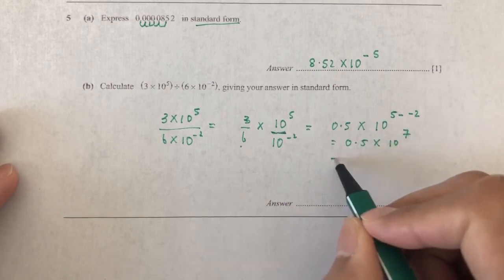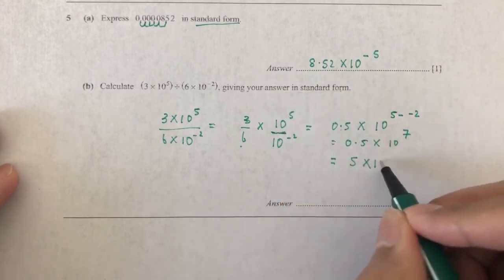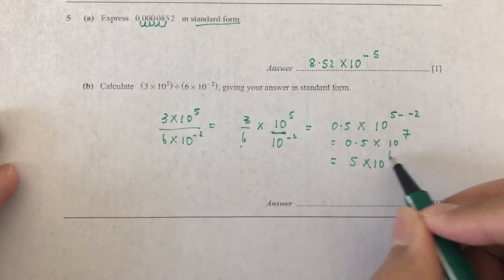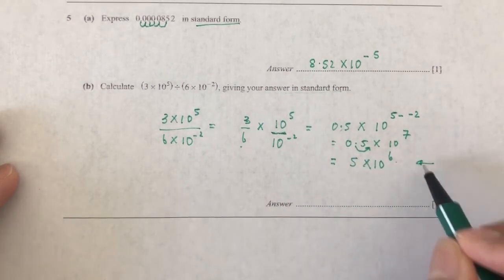And then now your answer in standard form will be 5 times 10 power of 6, because we have moved to the right, 6. And this is your answer for part B.